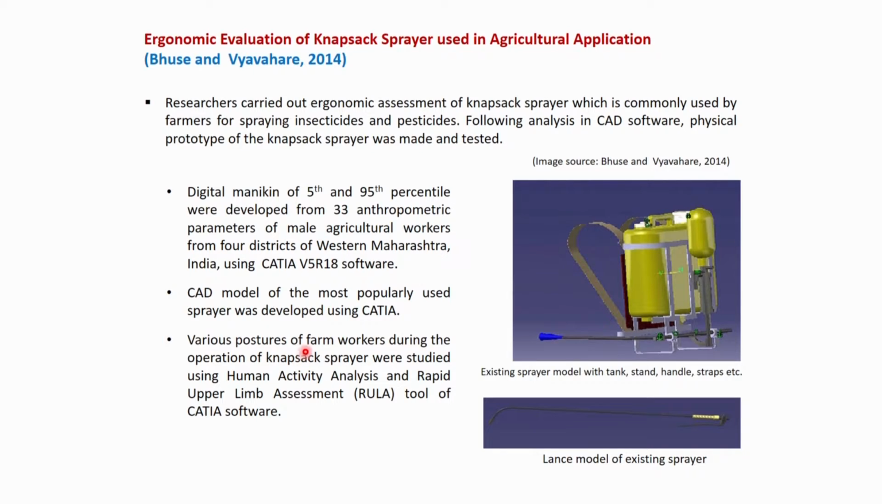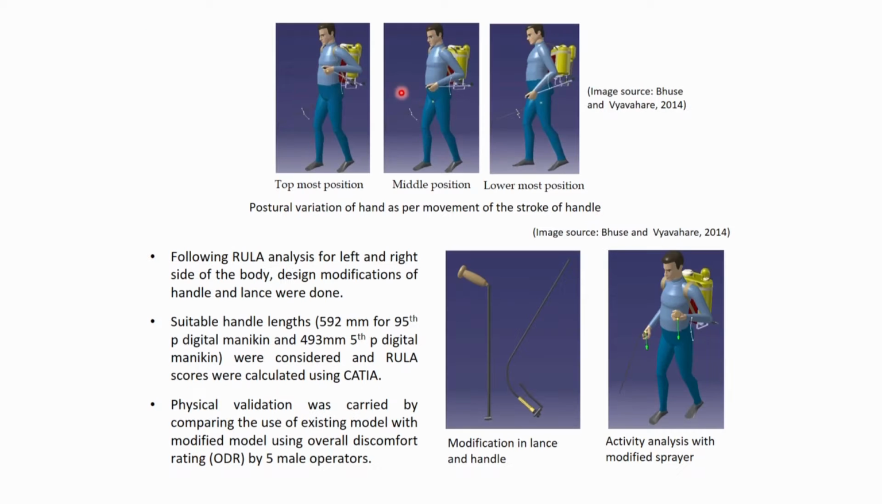Various postures of farm workers during the operation of knapsack sprayer are studied using human activity analysis and rapid upper limb assessment tool of the CATIA software. So, from this image we can see that while the operators are using that sprayer, they actually need to operate this handle, stroke handle, and it has 3 different positions.